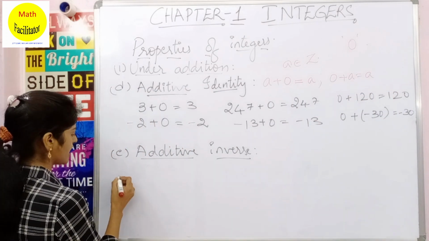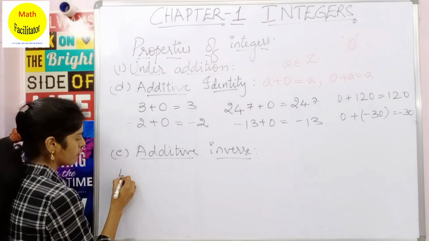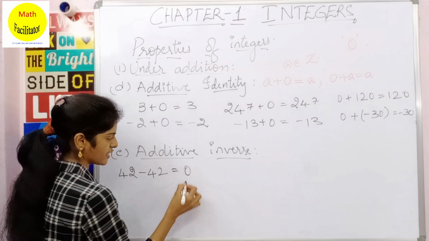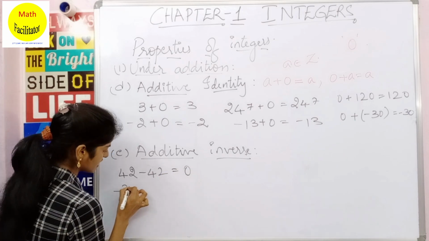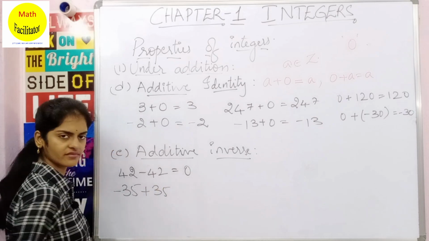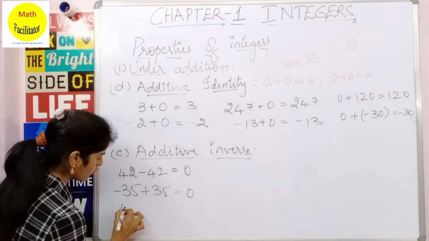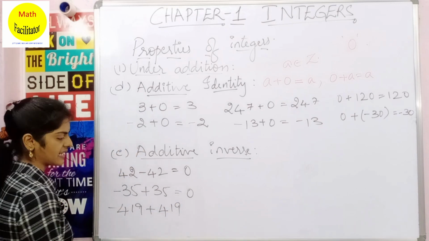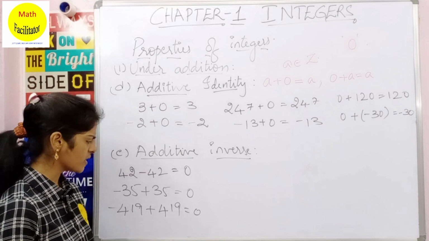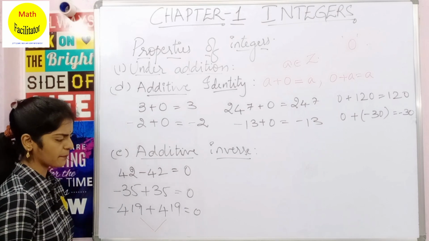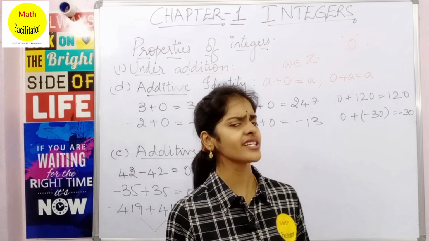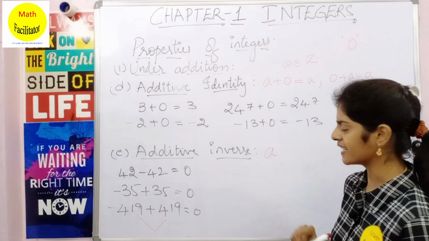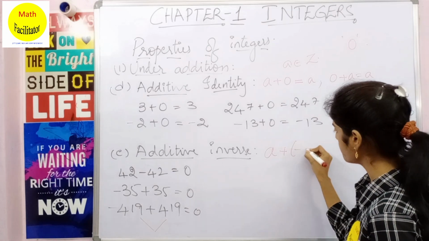Now let me take a few examples like 42 minus 42. What is the answer? It is nothing but 0. Minus 35 plus 35: the answer is 0. Minus 419 plus 419: the answer is 0. Now what is happening here? You are adding two numbers and the answer you are getting is 0. 0 is nothing but what? It is the additive identity. In general you are adding a number A to another number minus A.